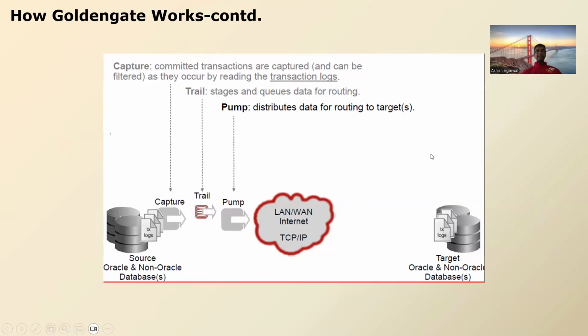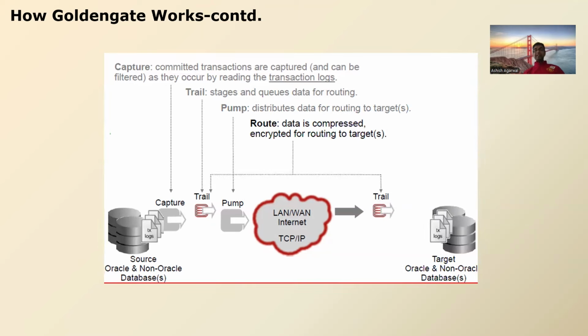Okay. Now, once the transactions are captured into the local trail file, the data pump process reads the data from the local trail, sends it over the TCP/IP network, and writes it to a trail file on the remote machine, which is called the remote trail file. So the data pump process reads the data from the local trail, sends it over the TCP/IP network, and writes it to the remote trail file on the remote machine. The format of the trail file is the same. So just like the local trail file, there is a remote trail file on the target.